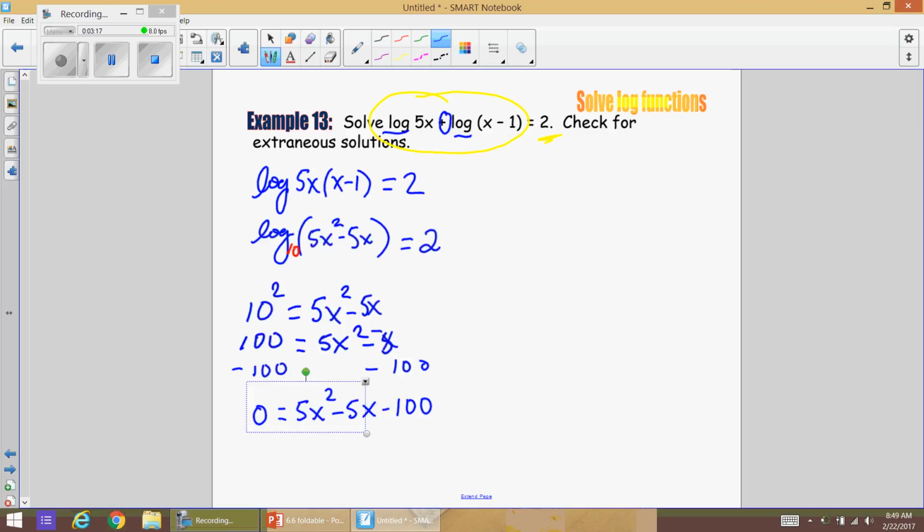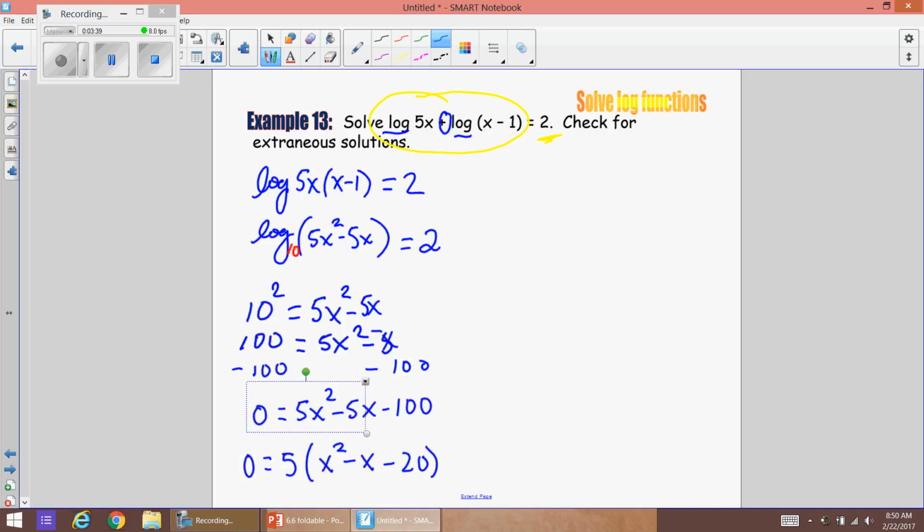Now, go back to your brain. Somewhere in there, we learned how to solve these. Do you remember how? It's factoring. Yes, factoring is our friend. Factoring is fun. Factoring is my favorite. All right, so the first thing I do here is I factor out a 5.